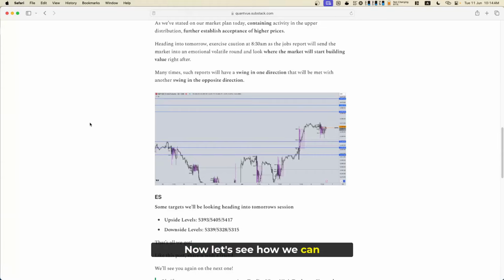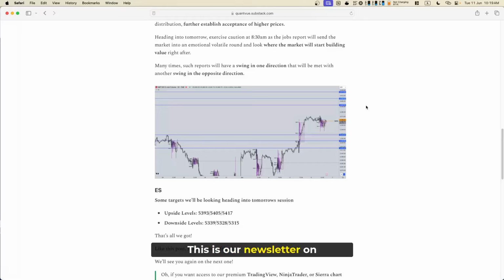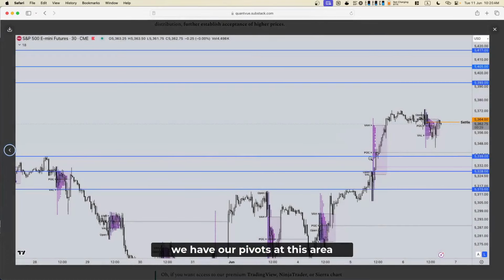Now let's see how we can apply this knowledge of single prints to our narrative in order to identify key points of interest for the market. This is our newsletter on Substack prior to the US jobs report, where we shared our expectations for the market as well as some key pivots that we were interested in. As you can see, we have our pivots at this area of the single prints, as the market had a lot of room to go towards this area.